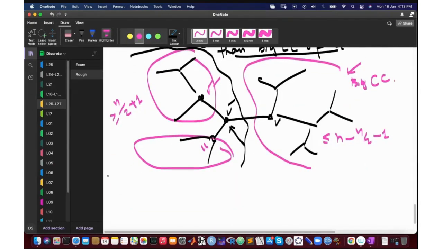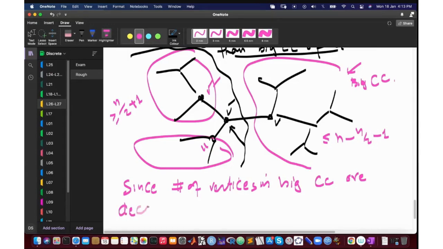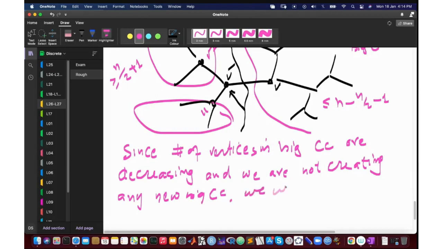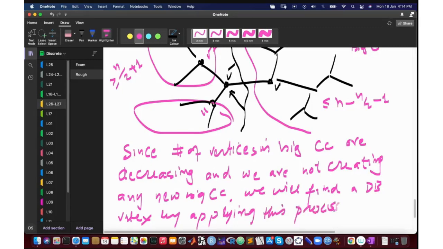And this completes the proof by saying that since the number of vertices in the big component is decreasing, we will use the same two parts, and we are not creating any new big components, we will find a dB vertex by applying this process repeatedly. Okay, so this completes the proof.